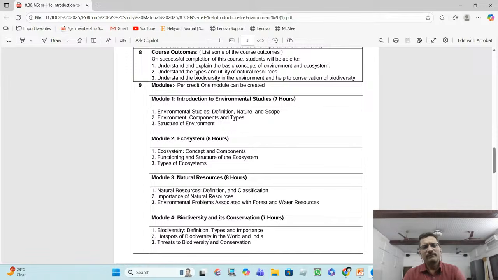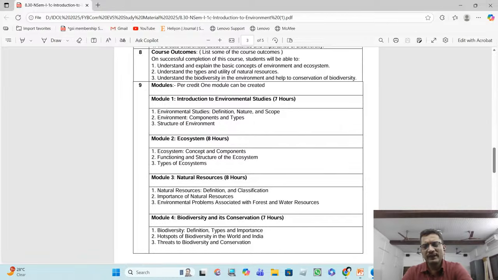Third module is dedicated to natural resources. It is needless to say that natural resources play a significant role in the economic development and various economic activities that are performed by human beings at different levels.